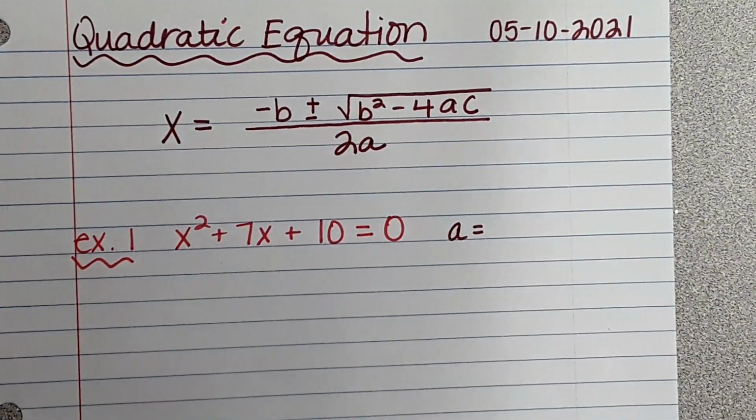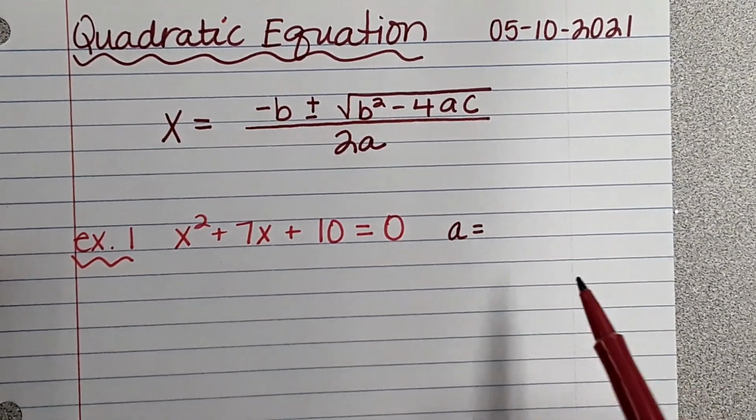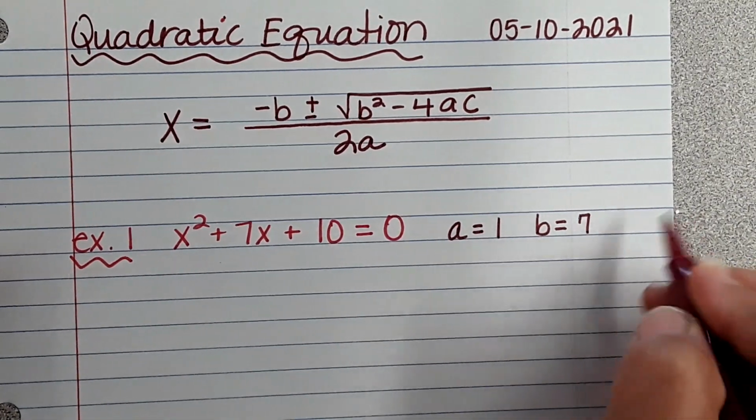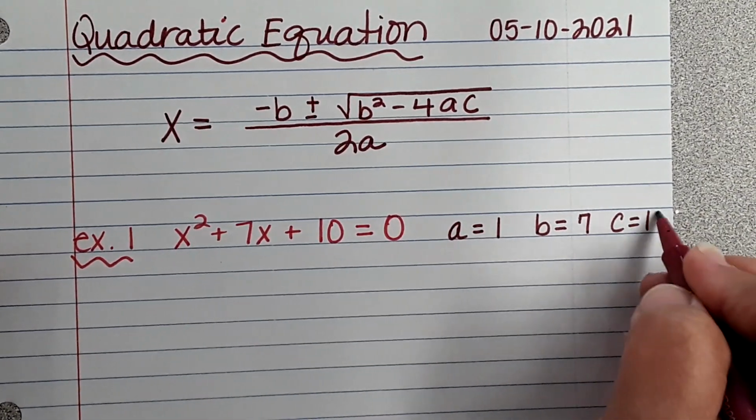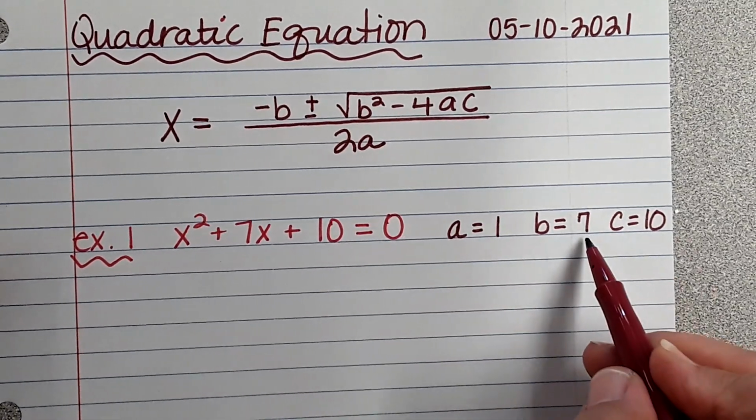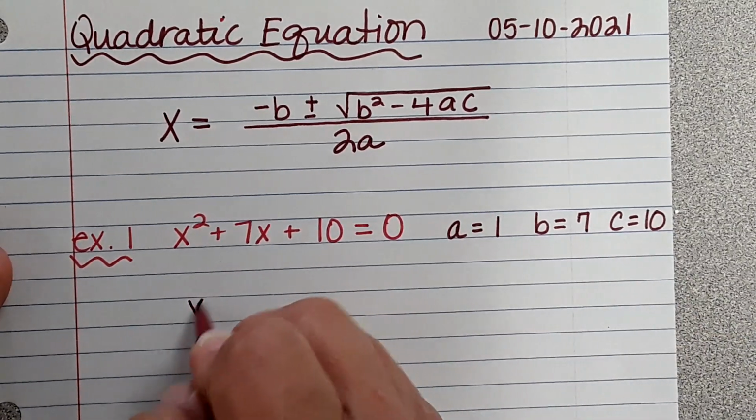You guys, give it a second, okay? So what is A in this equation? 1. What is B? 7. What is C? 10. Okay, now, wherever we see an A, we're going to put a 1. Wherever we see a B, we're going to put a 7. Wherever we see a C, we're going to put a 10.